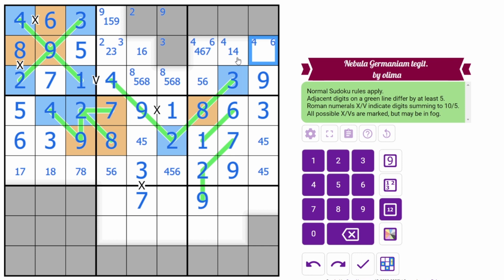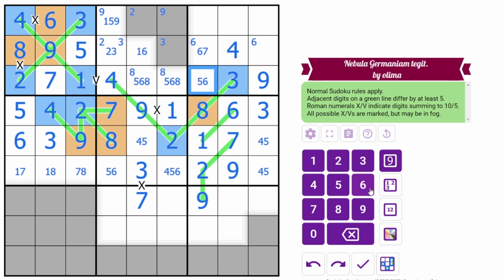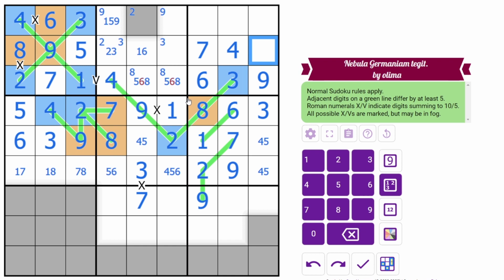And considering 4 here, this cannot be 1. Because if this is 1, that will be surrounded by 4, which will break the constraint of 5. This cannot be 1, this must be 4. Yeah. And we can even have this be 4. Now this both cannot be 6, right? So that means this is 6. This is 7. Yeah, and the fog is getting lifted. That's good. And we see that there is no X or nothing yet.